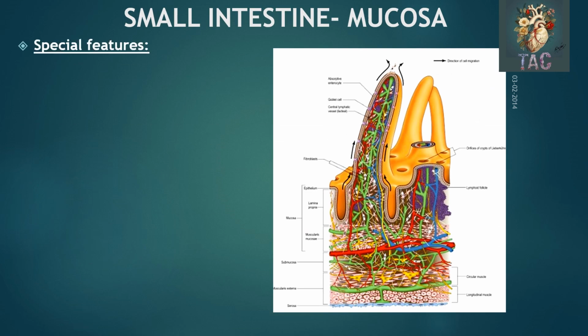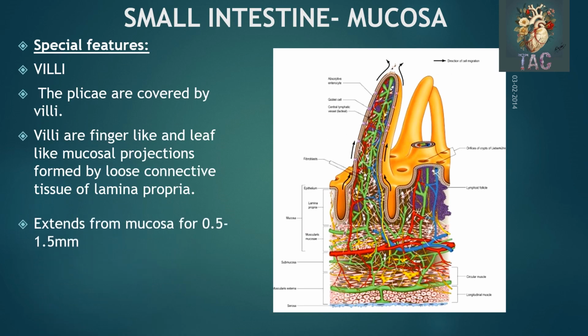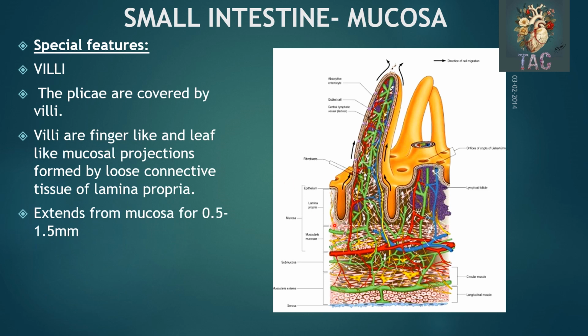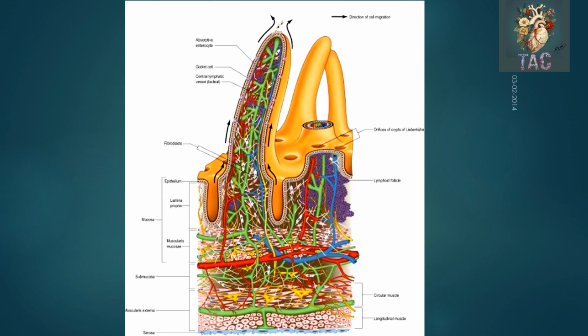So, details about the mucosa. A special feature of the mucosa is the villi. You can see these are the villi. These are the surface projections. The plicae are covered by the villi. These are either finger-like or leaf-like projections, and their core is formed by the loose connective tissue of the lamina propria. They extend from the mucosa to a height of nearly 0.5 to 1.5 millimeters, and they also contain blood vessels and lymphatics.